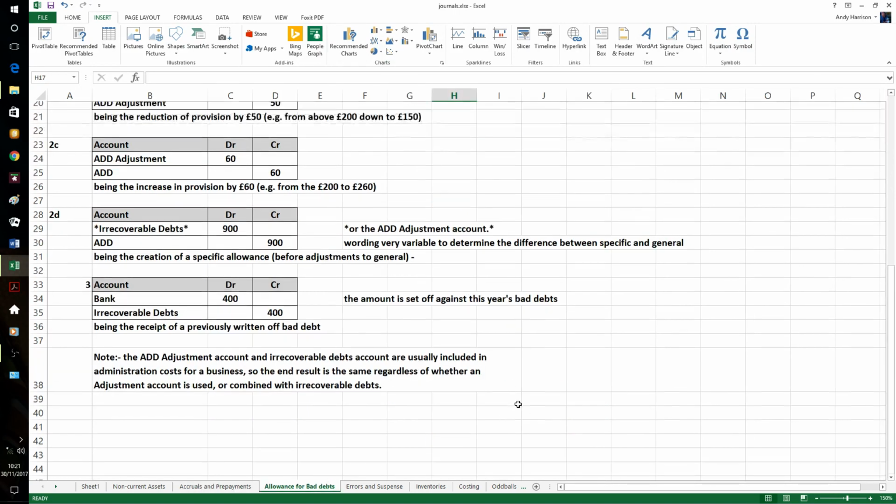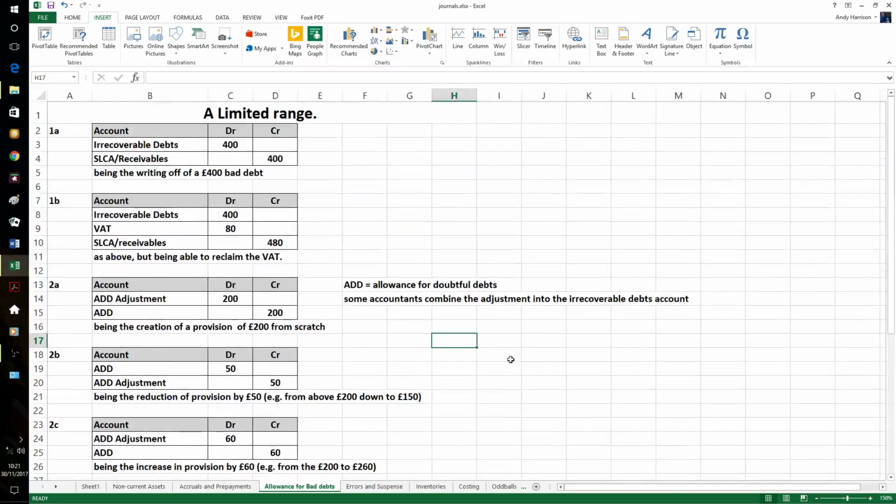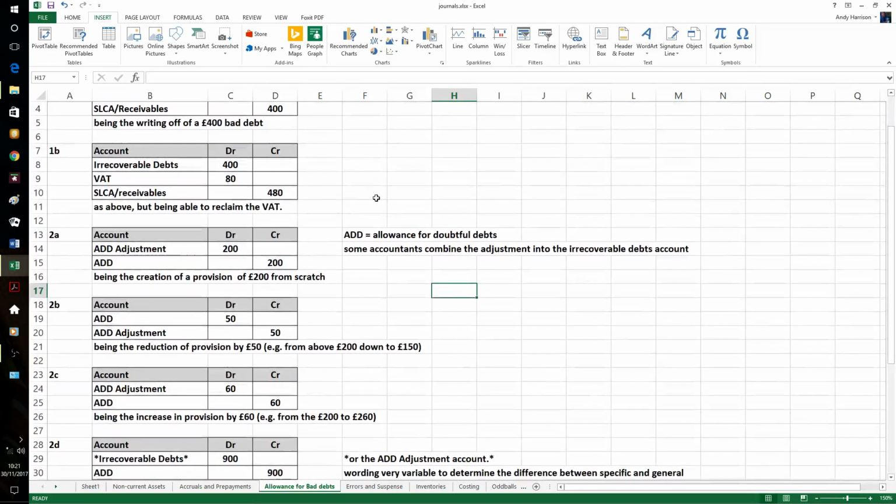Bad debt is a much smaller range. So first of all then, writing off a bad debt, and then writing off a bad debt with VAT. Irrecoverable debts, sometimes called an irrecoverable debts expense account, but we don't tend to use the word expense because it's possible there's money going into it and reducing it.